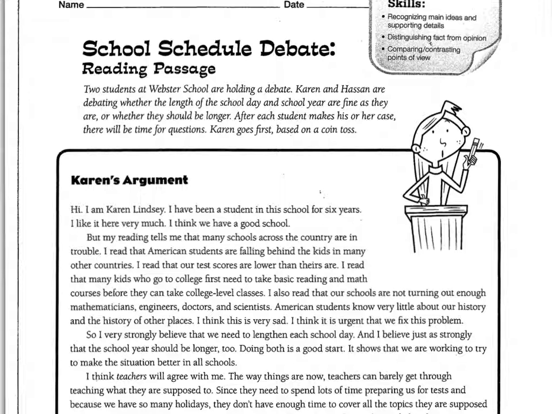I also read that our schools are not turning out enough mathematicians, engineers, doctors, and scientists. American students know very little about our history and the history of other places. I think this is very sad. I think it is urgent that we fix this problem. So I very strongly believe that we need to lengthen each school day, and I believe just as strongly that the school year should be longer too. Doing both is a good start. It shows that we are working to try to make the situation better in all schools.